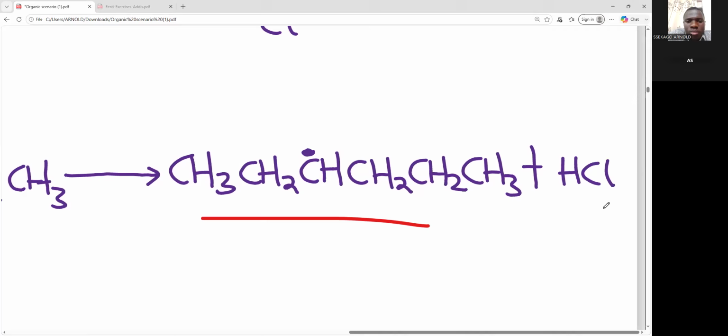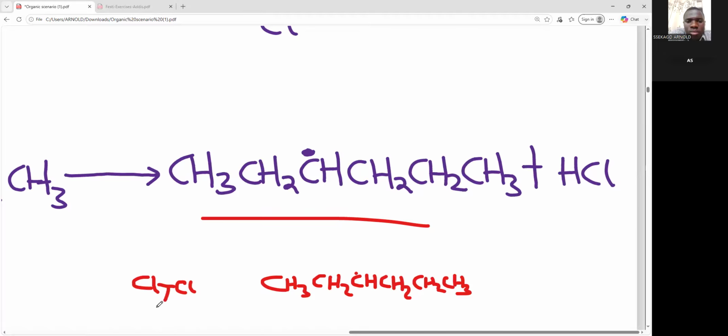Then, in the next step, a new chlorine, Cl-Cl, combines with this radical that has been formed, CH3, CH2, CH with a dot, CH2, CH2, CH3, like that. So that is what we are having.